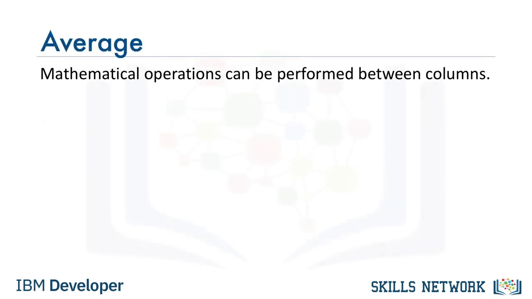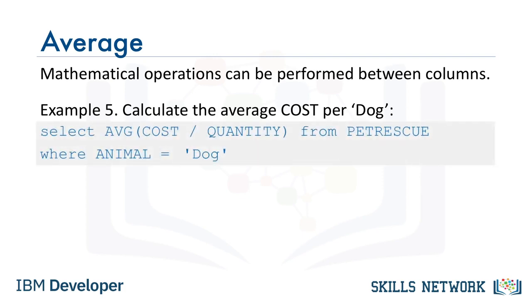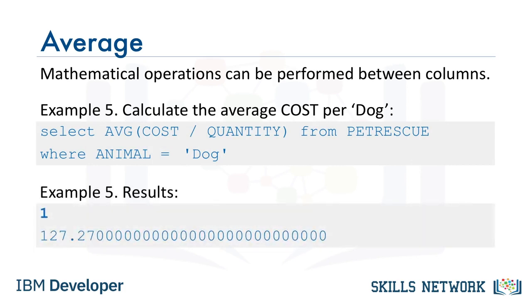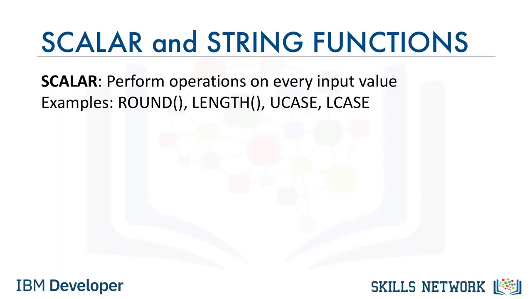Note that we can perform mathematical operations between columns and then apply aggregate functions on them. For example, to calculate the average cost per dog, select avg(cost divided by quantity) from pet rescue where animal equals dog. In this case, the cost is for multiple units, so we first divide the cost by the quantity of the rescue. Now let's look at the scalar and string functions.